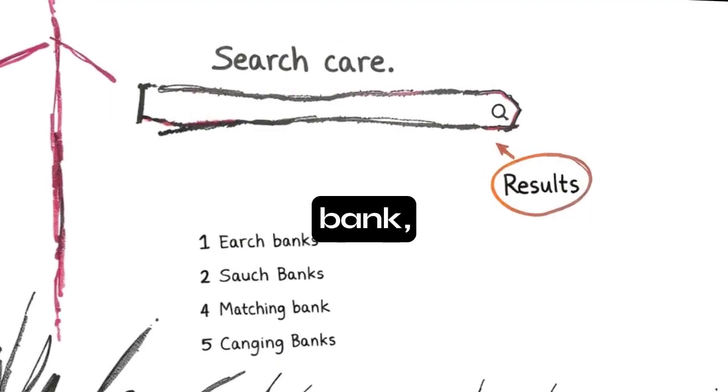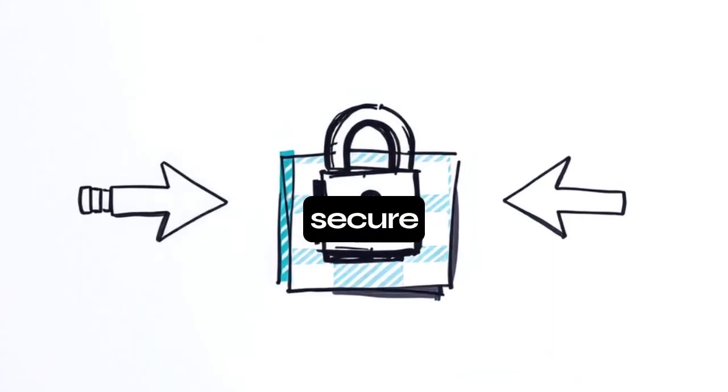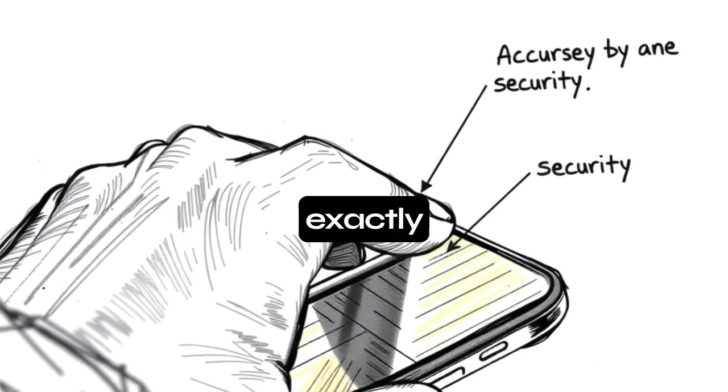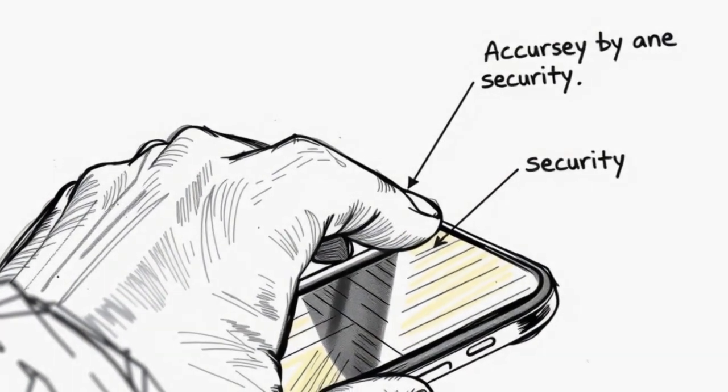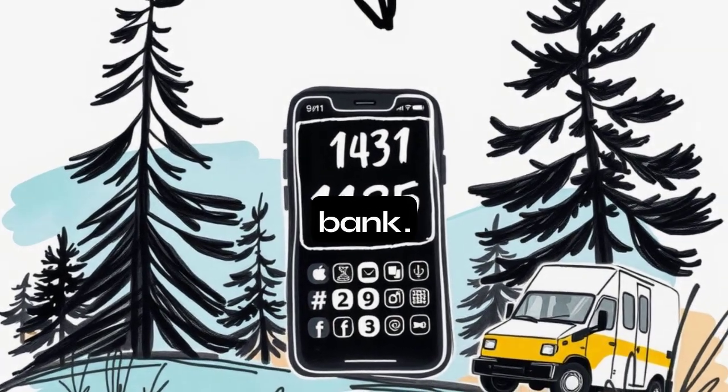Search for your old bank, then select it from the results. You'll be redirected to Plaid's secure connection flow to authenticate. Enter your bank login exactly as you do on your bank site. If multi-factor authentication appears, enter the code sent by your bank.